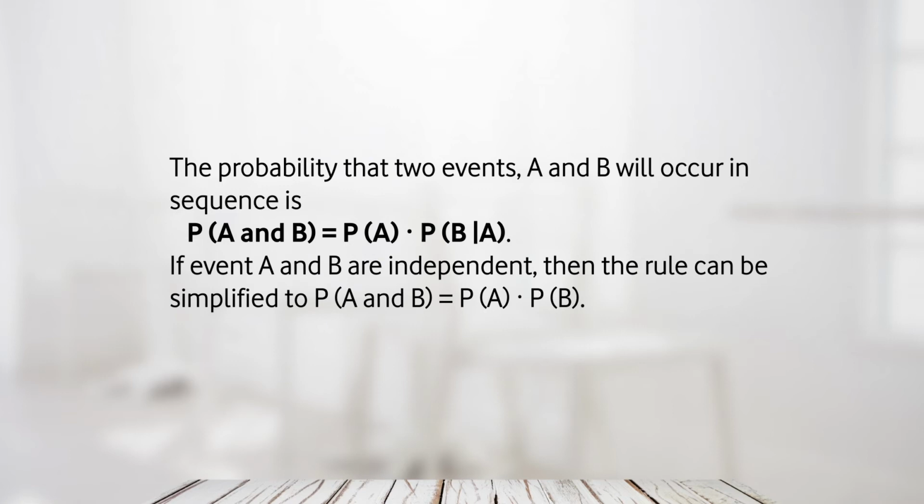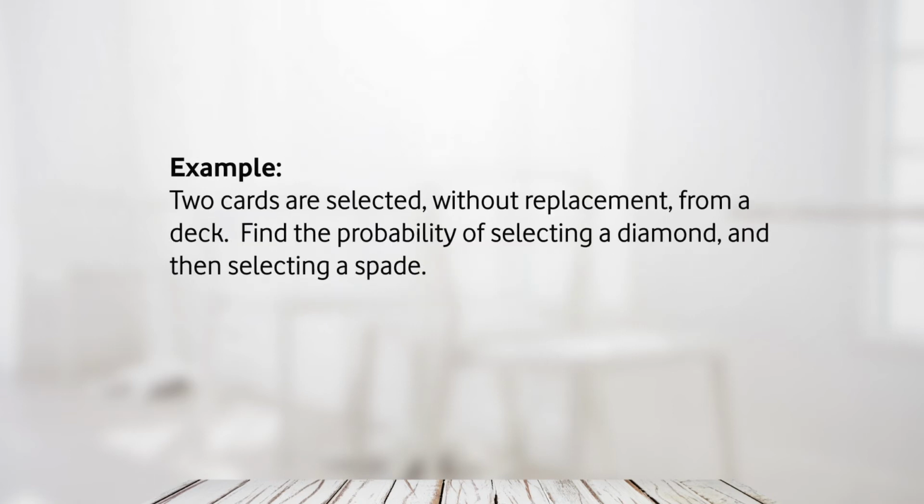If events A and B are independent, then the rule can be simplified to P(A and B) equals P(A) multiplied by P(B). Two cards are selected without replacement from a deck. Find the probability of selecting a diamond and then selecting a spade.